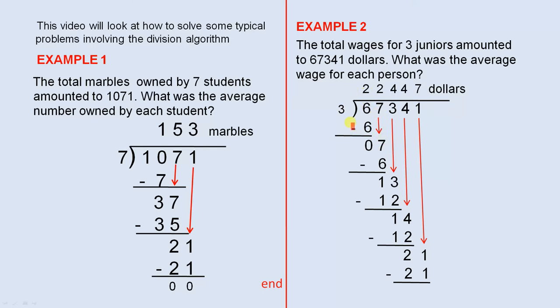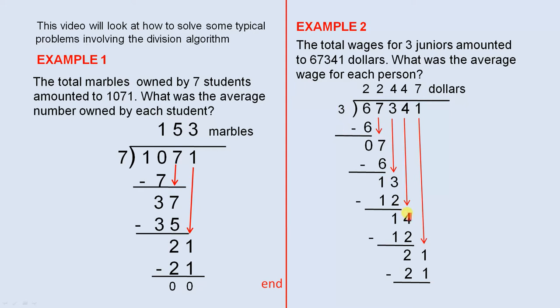Bring down the 7, 3 into 7 goes twice, 2 threes are 6. If we do our subtraction, we get 1, so there's a remainder of 1 there. Bring down the 3. 3 into 13 goes 4. 4 threes are 12. 13 take away 12 is 1, so there is a remainder of 1. Bring down the 4.